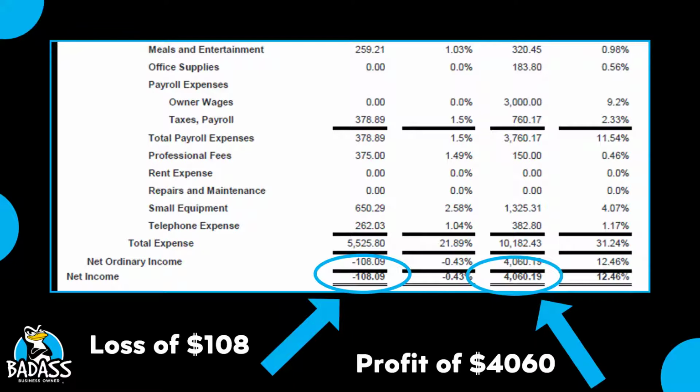So when you're reading your profit and loss statement, you're going to see one or the other. This is why they call it a profit and loss. In this particular case, we have a loss and a profit, but it's the same thing. You get what it's telling you. And this is why you need to read your profit and loss, so you can see how each of your months came out.